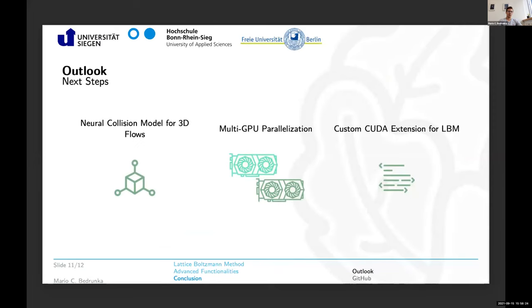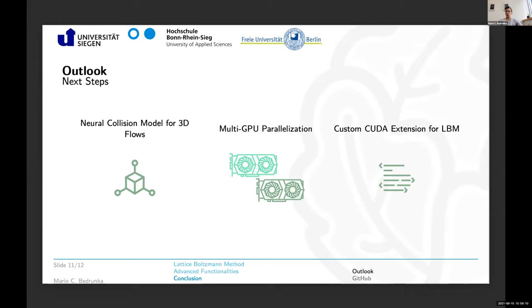So what are the next steps? First, we want to expand the neural collision model to three dimensions and analyze the behavior of this operator in more detail. Here we have to deal with memory issues because, as you all know, the lattice Boltzmann method is everything but memory friendly. And here a custom backward propagation is required in this case. Because every time during training you apply the neural collision model or the network, a lot of data is stored in the memory. And when you train your model on one GPU, you are limited to 16 gigabytes of memory, which is not a lot. And with a custom backward procedure, you can make this efficient. So we have to handle this issue.